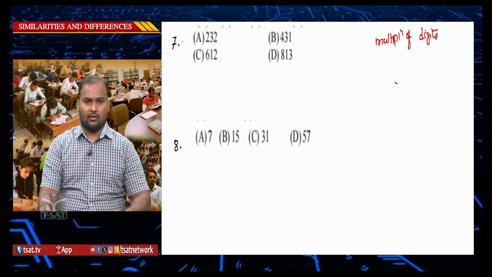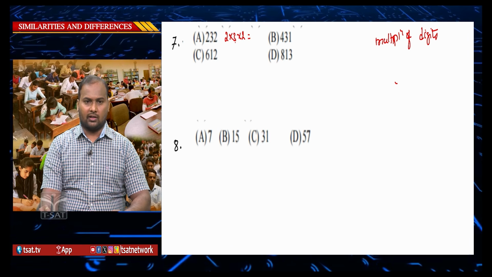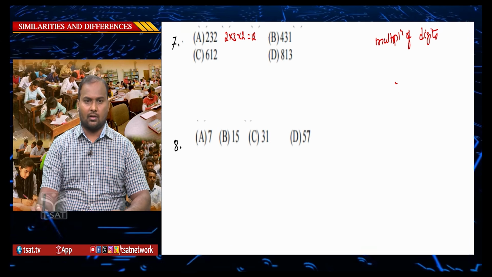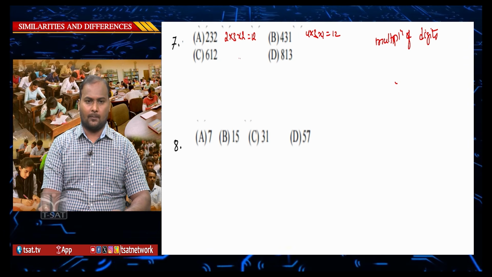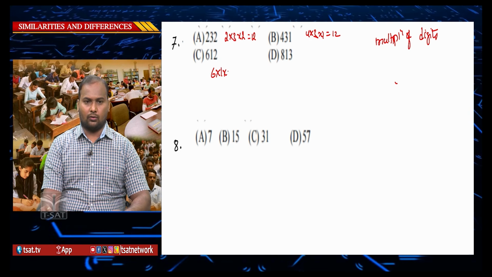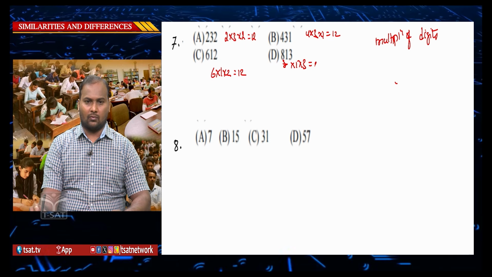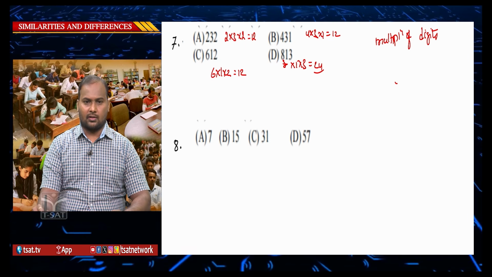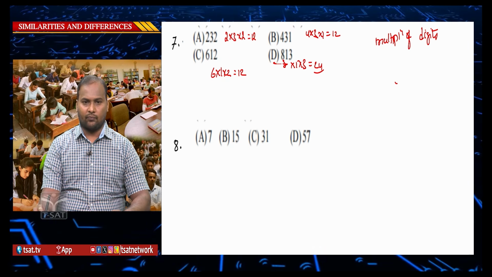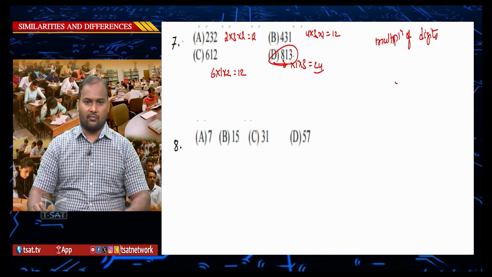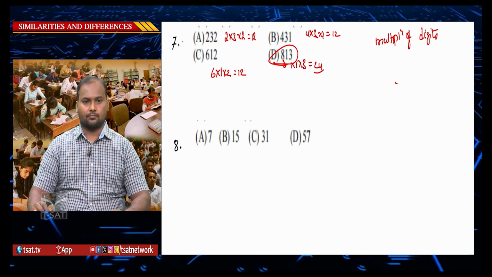For example, if you see option A, 2, 3, 2, you multiply it: 2 times 3 is 6, 6 times 2 is 12. In the same way, 4, 3, 1, then also 12. In the same way, 6 into 1 into 2, then also 12. Finally, 8 into 1 into 3 equals 24. So what is the common logic here? The common logic here is that in A, B, C the multiplication of digits is 12, whereas in option D, the multiplication of digits is giving the answer as 24. So the logic is multiplication of digits.